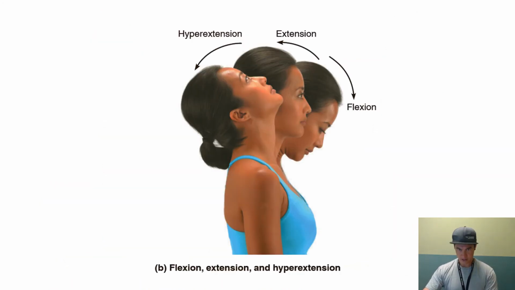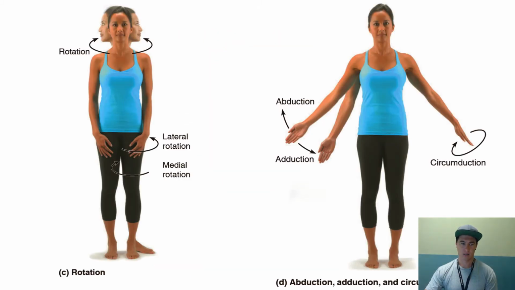Examples of flexion, extension in the neck. Flexion, the angle is getting smaller. Extension, back to neutral, and then you can hyperextend your head. We've got some rotation-based stuff. So rotation is moving around the longitudinal axis of a bone, so we can rotate our heads, we can rotate our arms, and you can also do that with your legs.